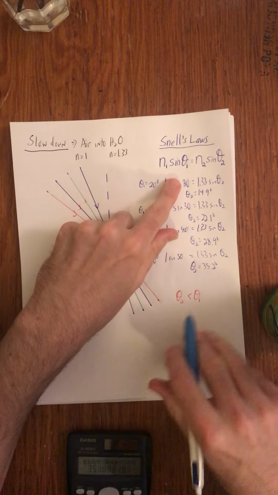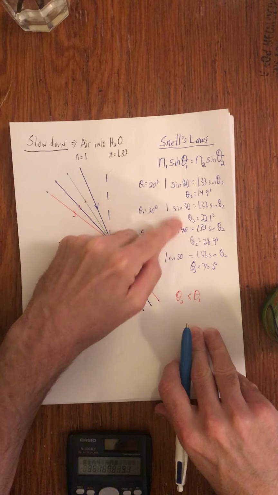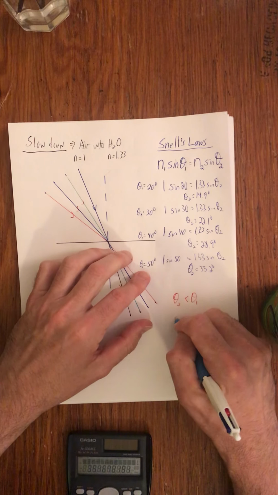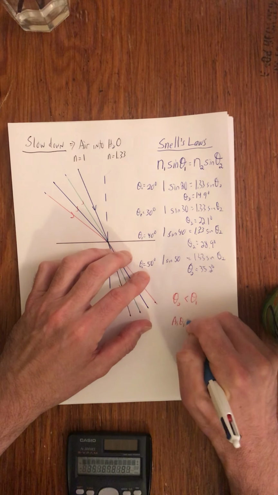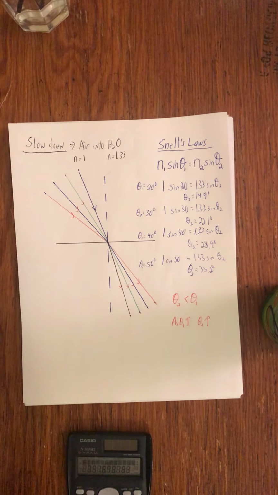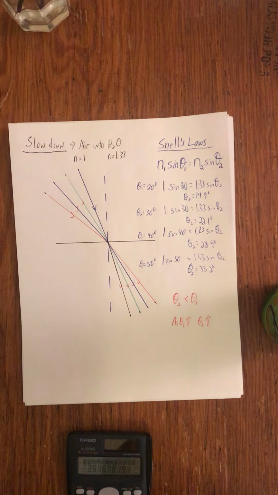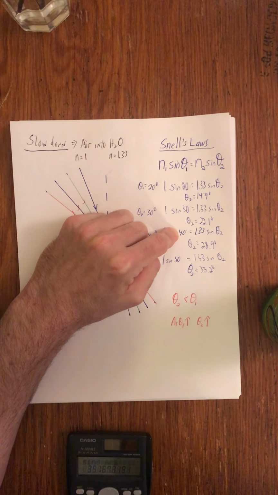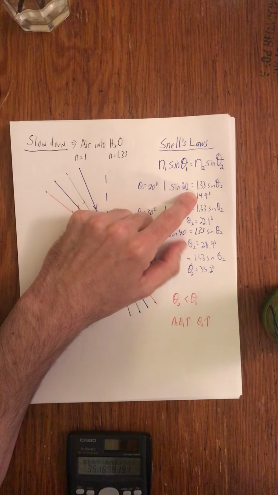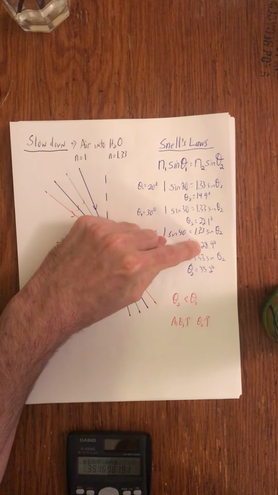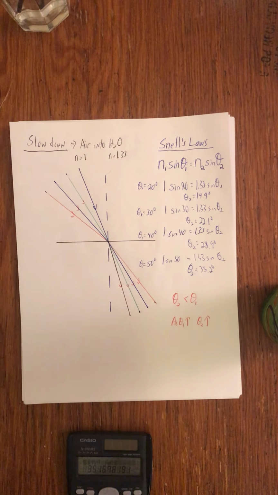Let's see also what happened when theta 1 increased: 20, 30, 40, 50. What happened to theta 2? Oh, it also increased. So as theta 1 increased, theta 2 increases as well. So they're in an increasing relationship. But is it a direct relationship? Here, I double the angle from 20 to 40. Did that double from 14.9? That doubling would be 29.8. Nope, it didn't double. So it's not a direct relationship, it is an increasing relationship.